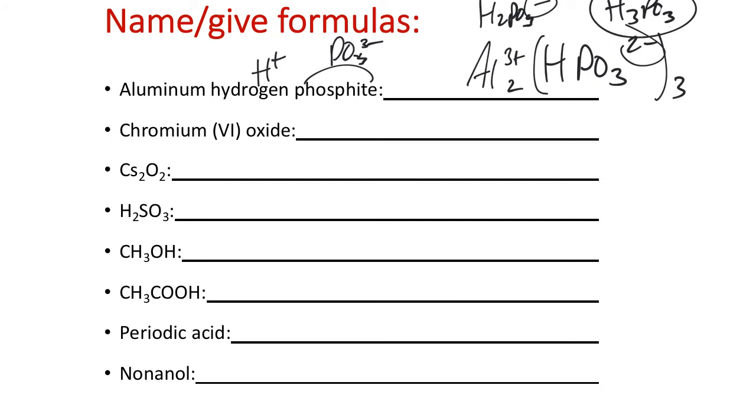Chromium 6 oxide, hopefully we all know that there's no tricks here, that that's just chromium 6 plus. Doesn't mean there's like a chromium subscript 6, it doesn't mean it's CrO6. There's a lot of choices you might think this might be, but it's just chromium 6 plus, oxide's a 2 minus, so we need 3 of the oxides, so CrO3.